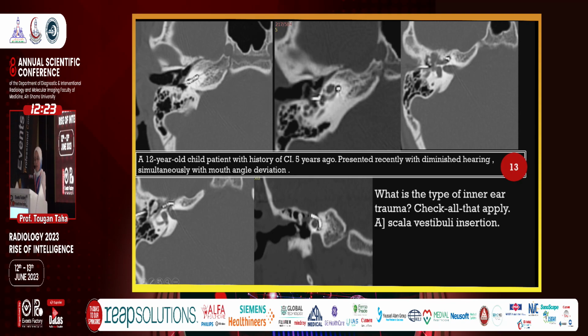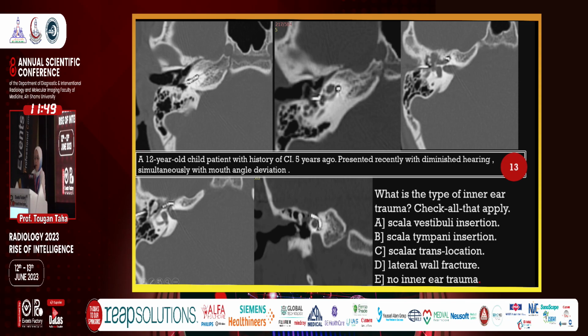My next case is a 12-year-old child patient with a history of cochlear implant 5 years ago, presented recently with diminished hearing simultaneously with mouth angle deviation. What is the type of inner ear trauma? Check all that apply. It is a scala vestibuli insertion, scala tympani insertion, scalar translocation, or it is a lateral wall fracture. There is no inner ear trauma. Please answer.